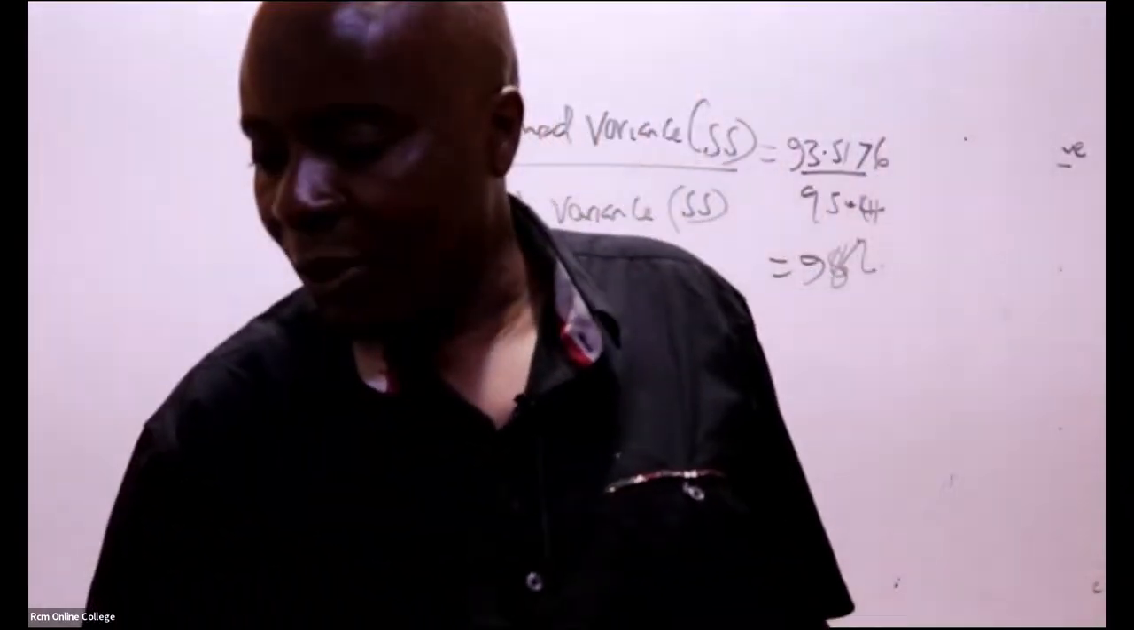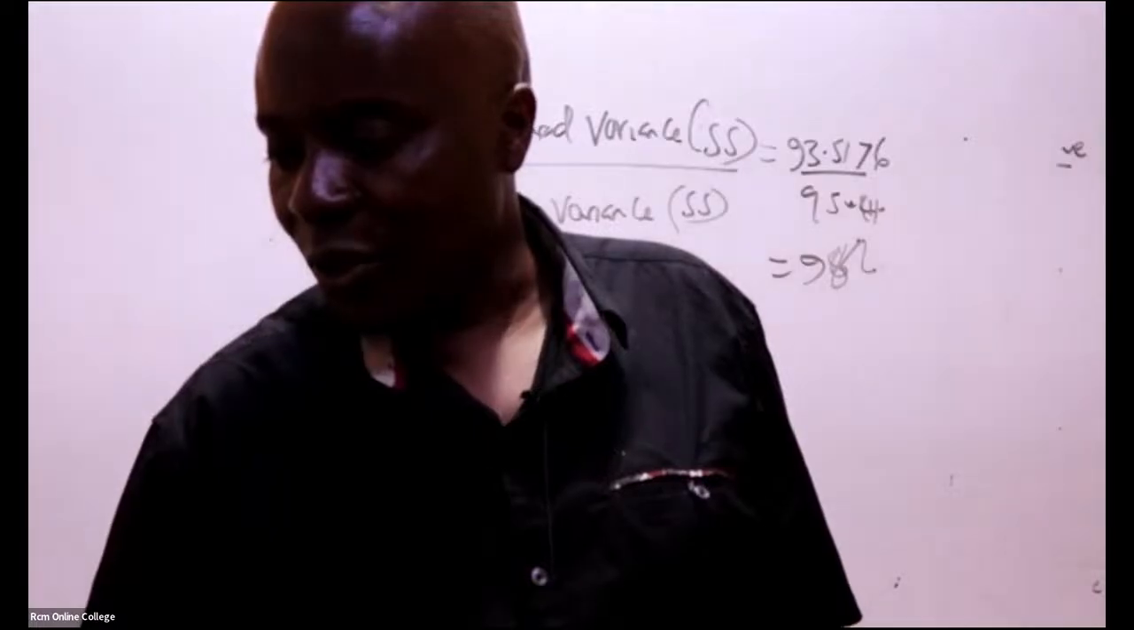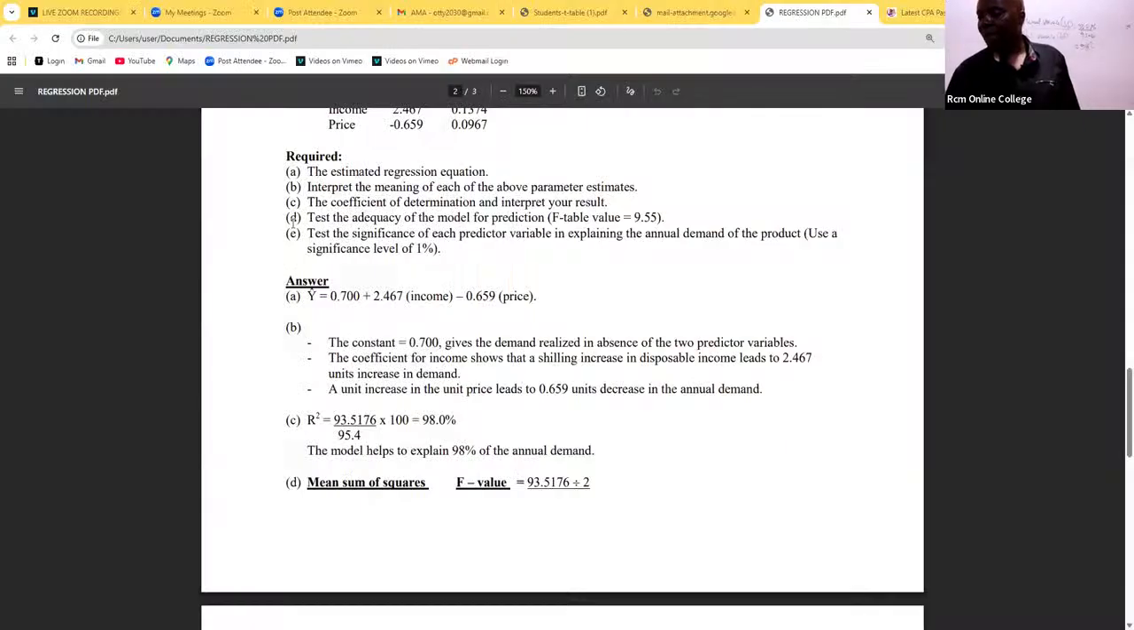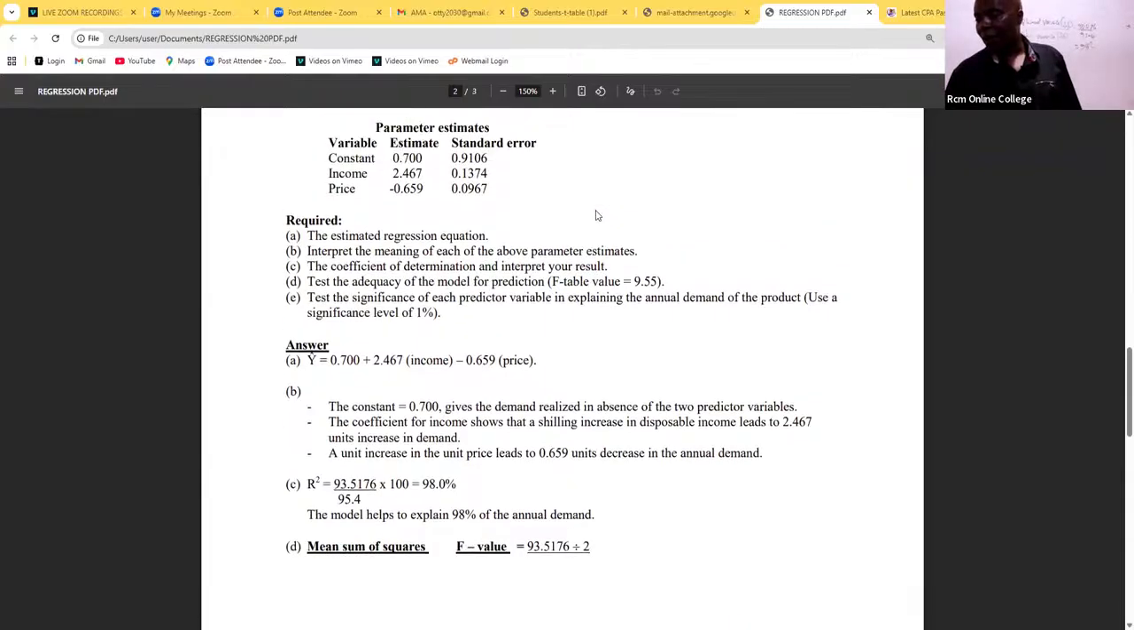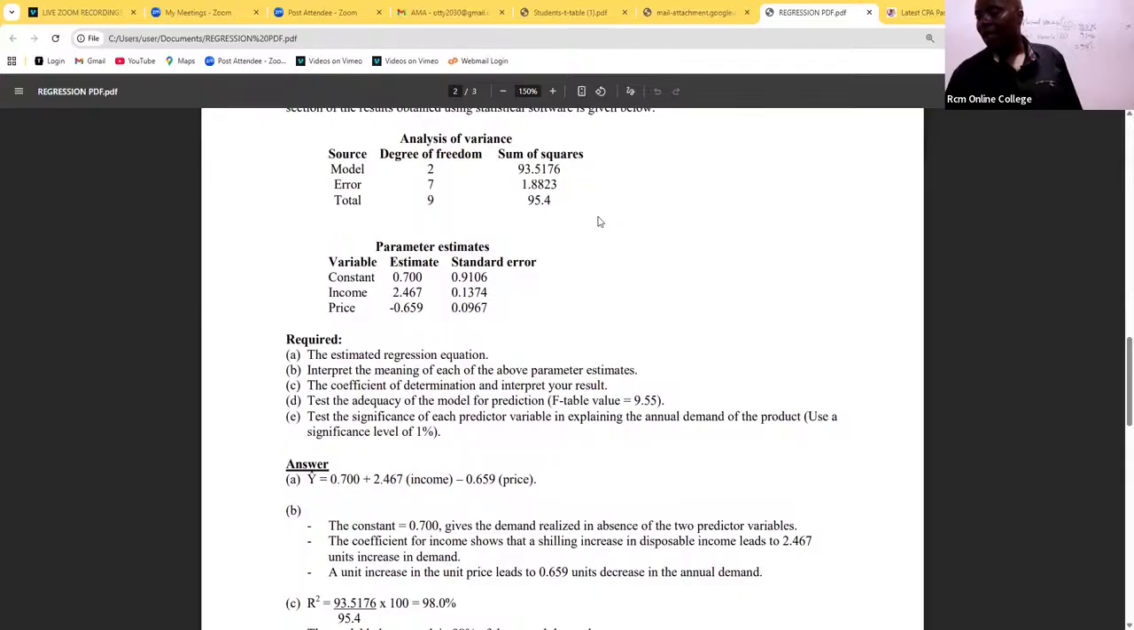Ladies and gentlemen, I'll take you straight away to this one here. So D, they want me to test the adequacy of the model for prediction, and they've given me the F table value as 9.55. So the only thing I need to do is to calculate the F ratio from these things. Somebody calculate the F ratio for us.